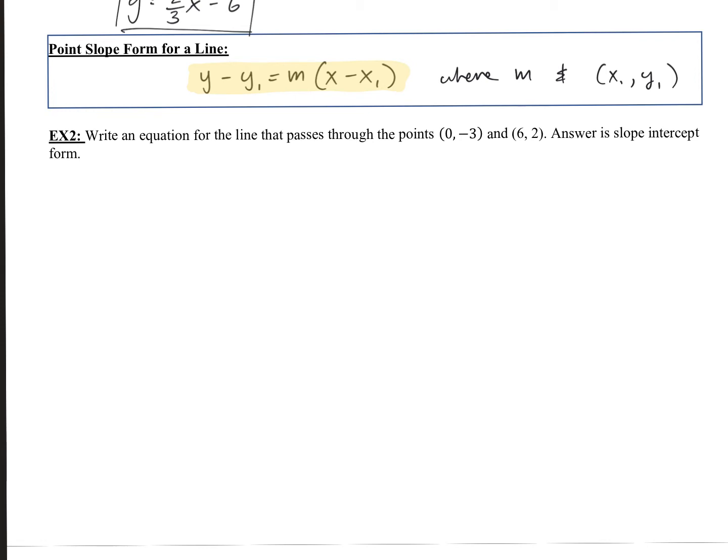Let's see. Example 2. Write an equation for the line that passes through the points (0, -3) and (6, 2). Answer in slope-intercept form. Okay, I know we're writing the equation of a line, so my brain thinks of 2 equations that I know work for writing the equation of a line. The question is, which one should I use? Well, let's take a look at what we have. So we have only 2 points.